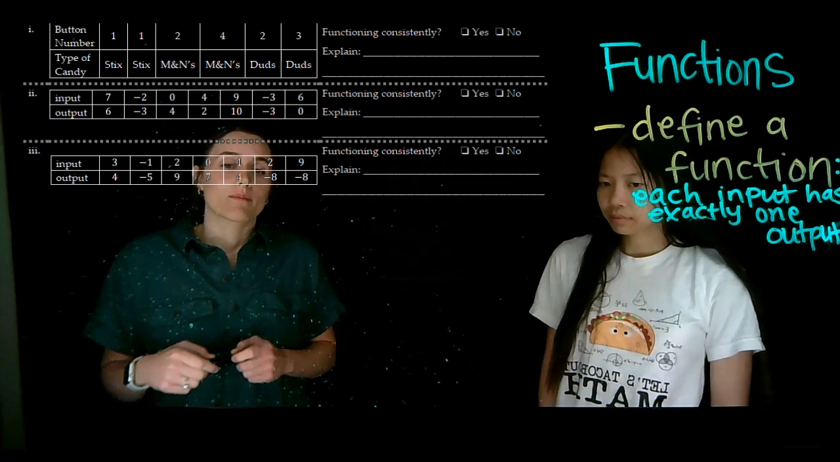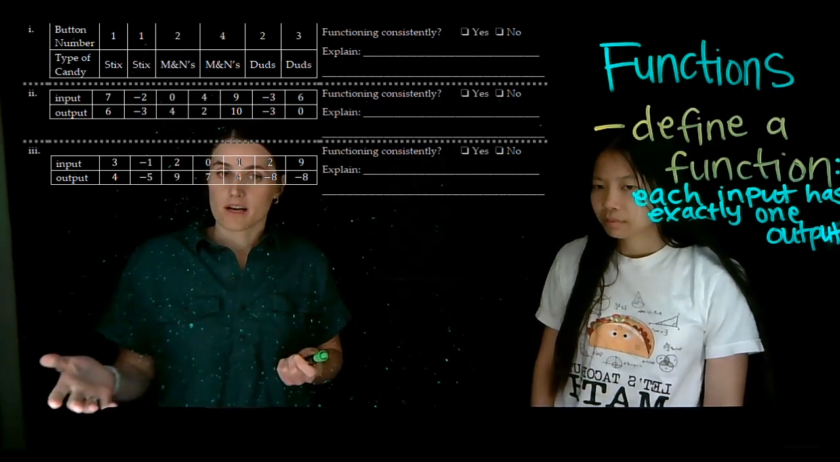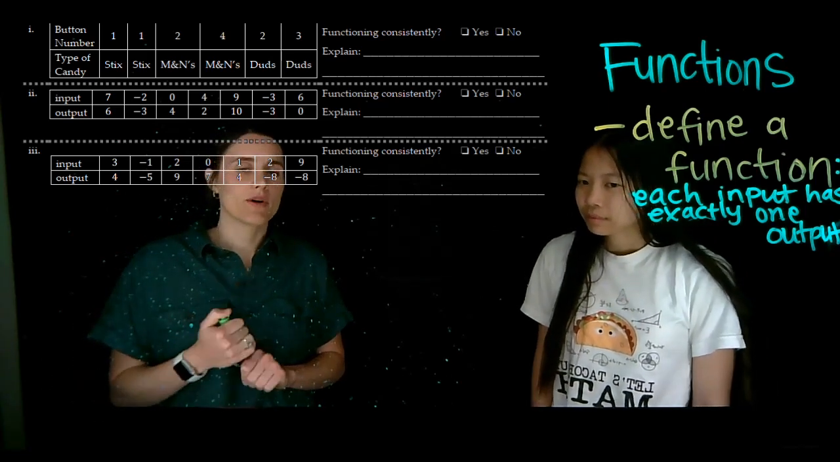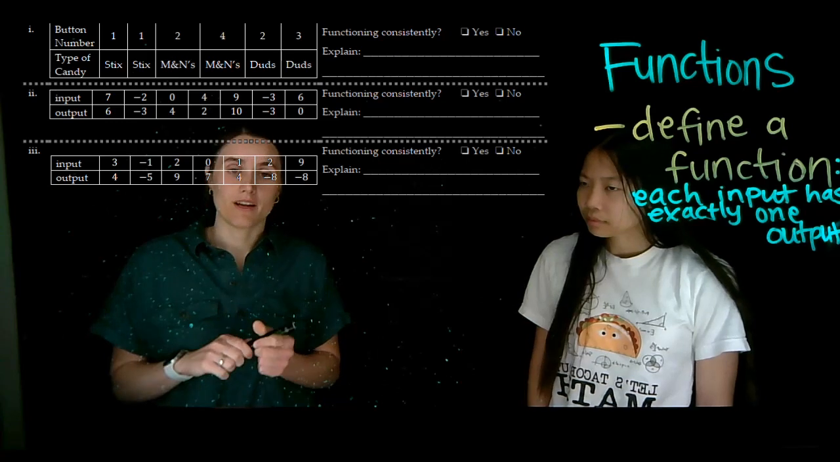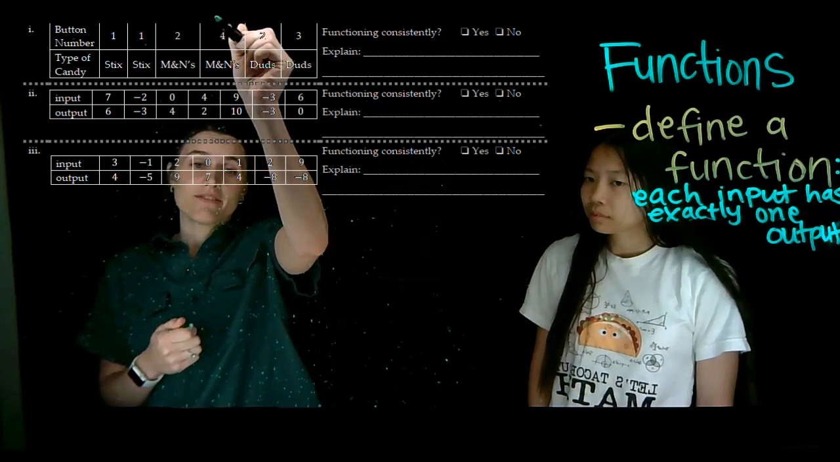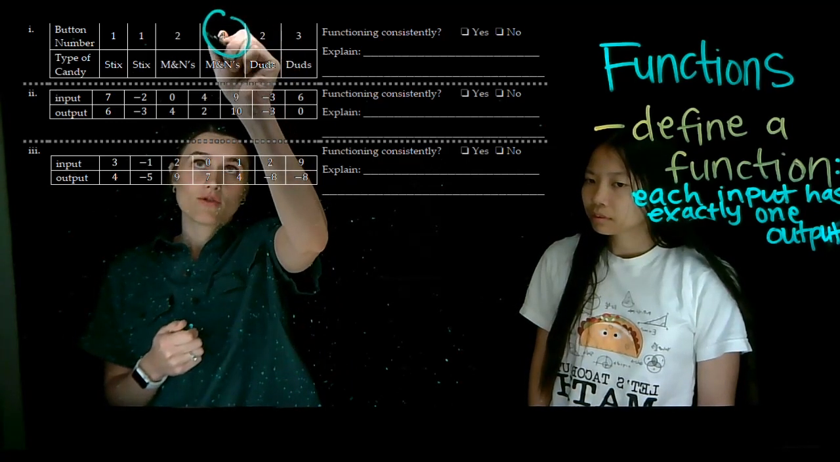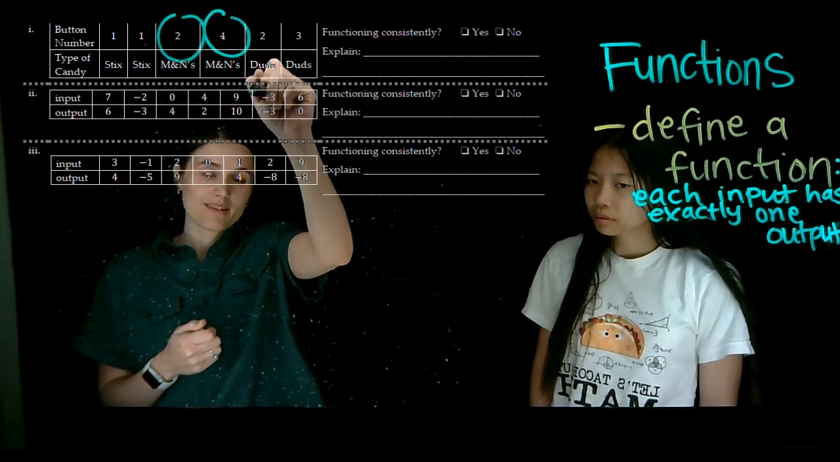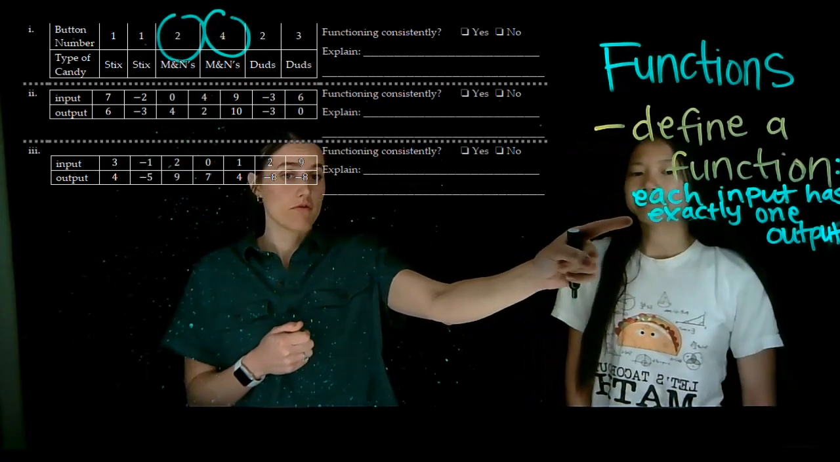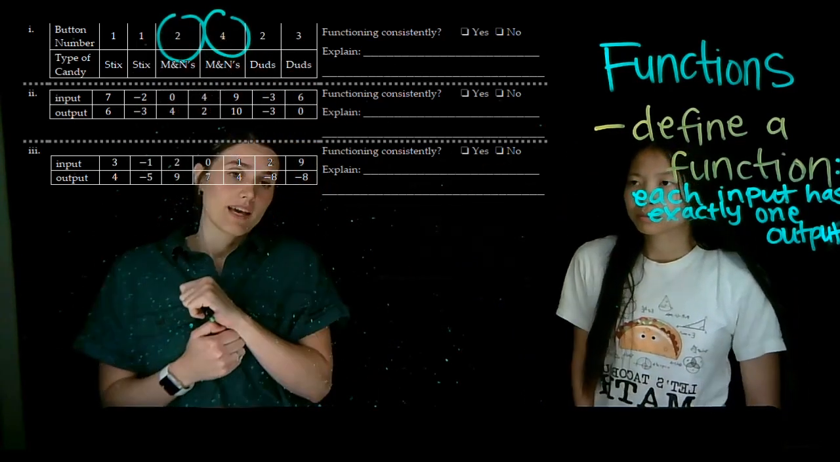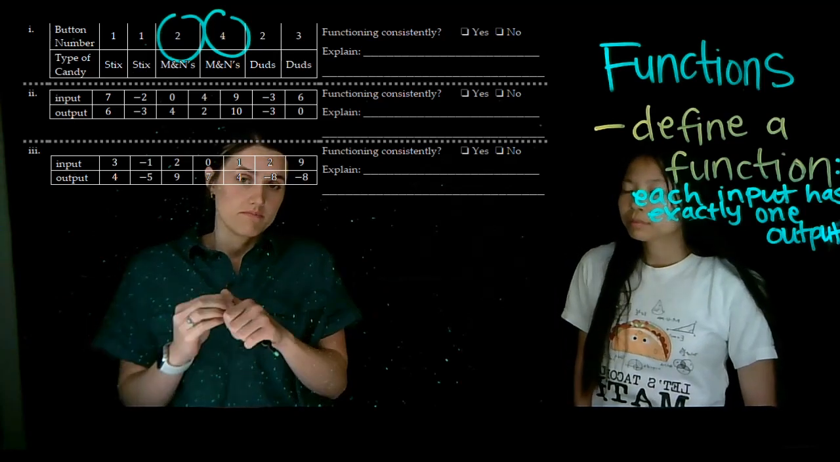And then we press button number 2 and we get M&Ms. That seems good so far. And then we press button number 4 and we get M&Ms as well. So even though we press 2 and 4 and they give us the same output, that still follows this rule so far because each input that we had gave us exactly one output.